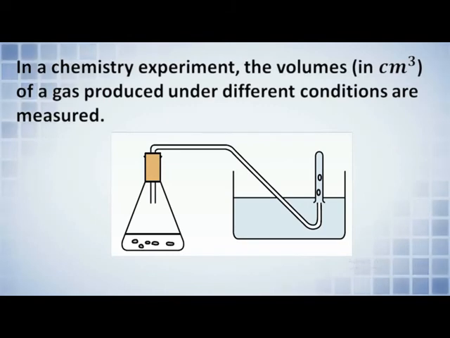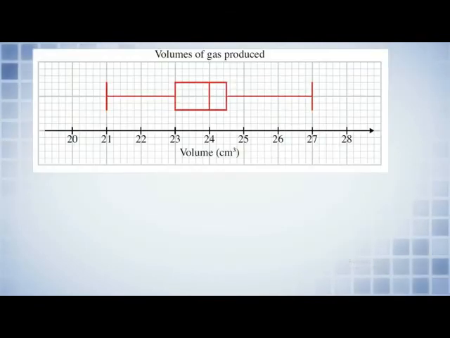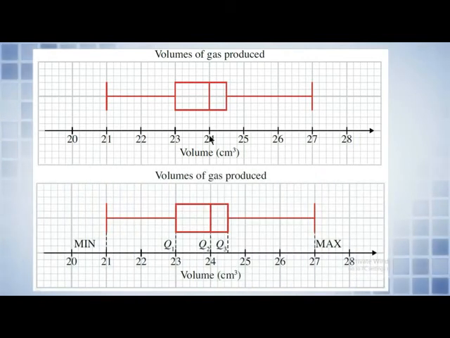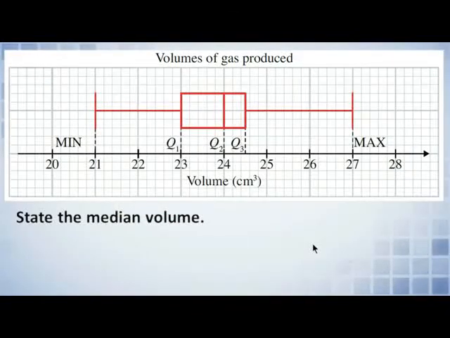In chemistry experiment, the volume in centimeter cube of a gas produced under different conditions are measured. This is the volume of gas produced represented in box and whisker plot. As you know, this is the minimum value, this is Q1, this is Q2 or the median, this is Q3, and this is the maximum. Now, state the median of the volume. As you know, the median is Q2, so Q2 equal to 24.